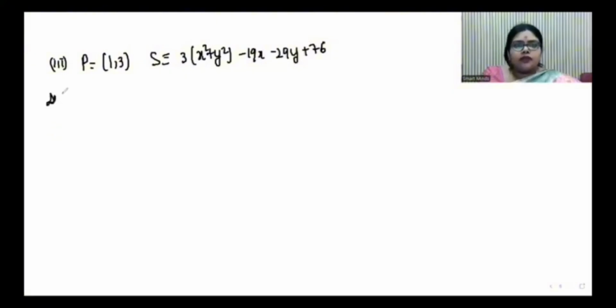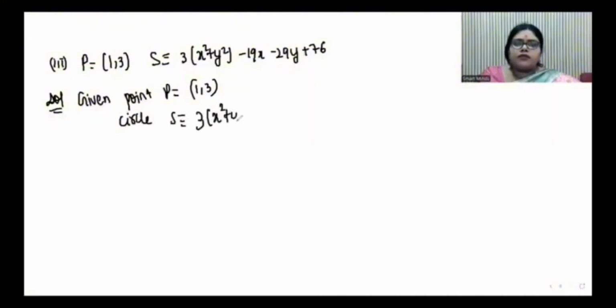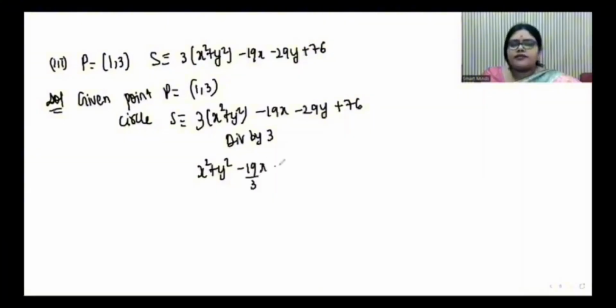Take the next question. P is given, S is given. So first we will write down the given point. Given point P is (1, 3) and given circle S is equal to 3 into x square plus y square minus 19x minus 29y plus 76. You can see the coefficient of x square and y square is 3. So first we have to divide by 3. If you divide this equation by 3, you will get x square plus y square minus 19 by 3 x minus 29 by 3 y plus 76 by 3 is equal to 0.